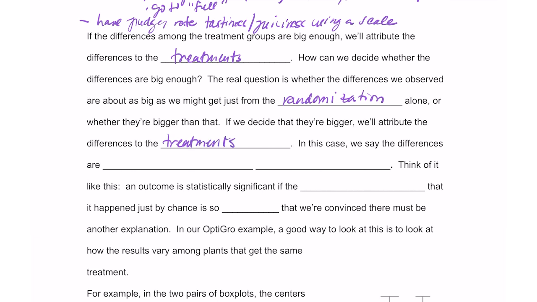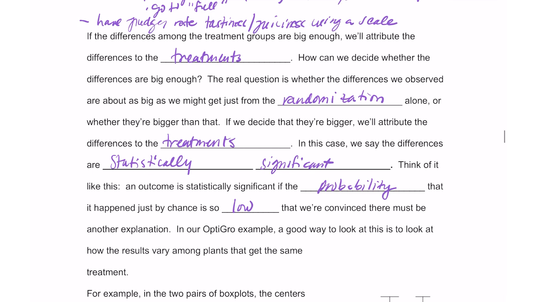In this case, we say the differences are statistically significant. Okay, and significant doesn't mean as important. So think of it like this. An outcome is statistically significant if the probability that it happened just by chance is so low that we're convinced there must be another explanation.